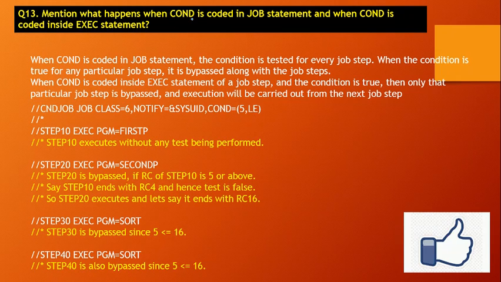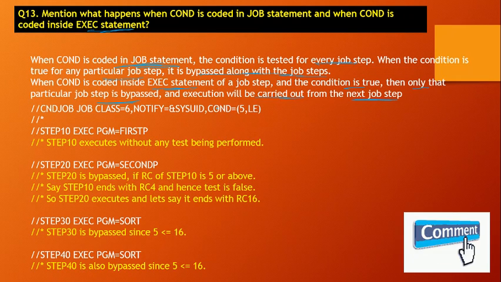Mention what happens when COND is coded in the JOB statement and when it is coded inside an EXEC statement. When COND is coded in the JOB statement, the condition is tested for every job step. When the condition is true for any particular job step, it is bypassed along with the rest of the job steps. When COND is coded inside an EXEC statement of a job step and the condition is true, then only that particular step is bypassed and execution will be carried out from the next step.